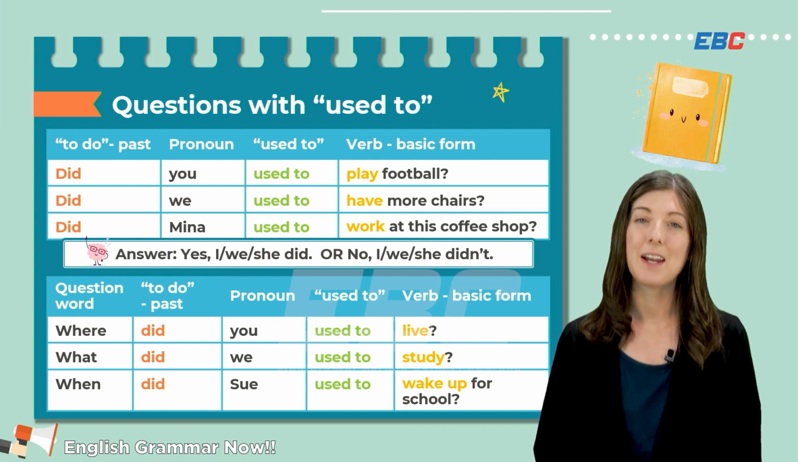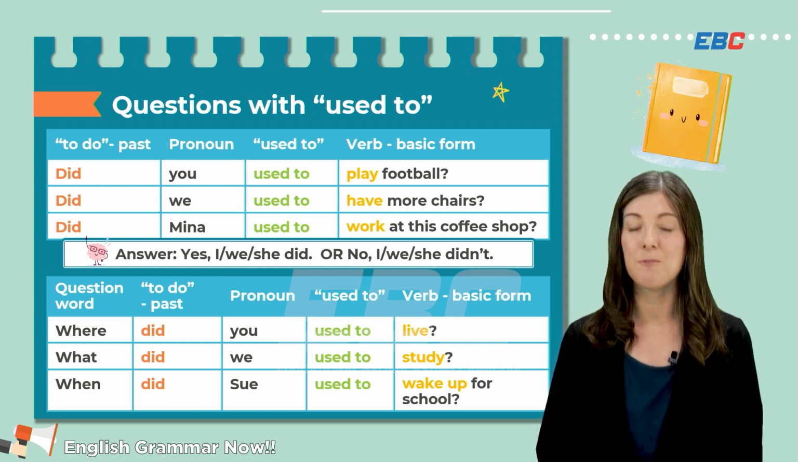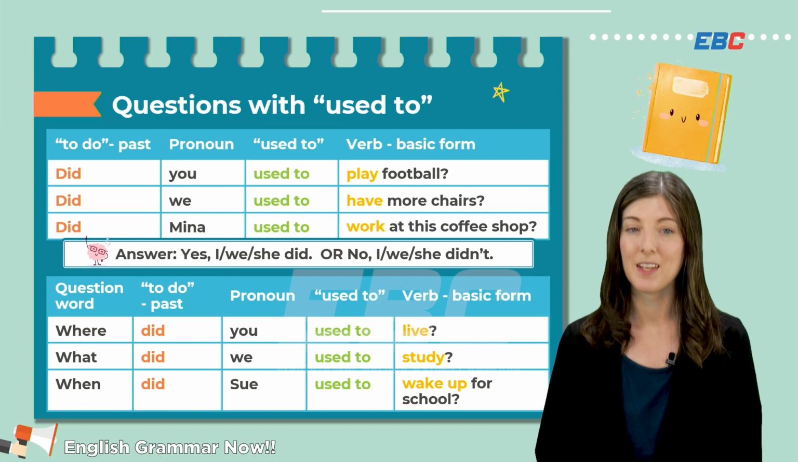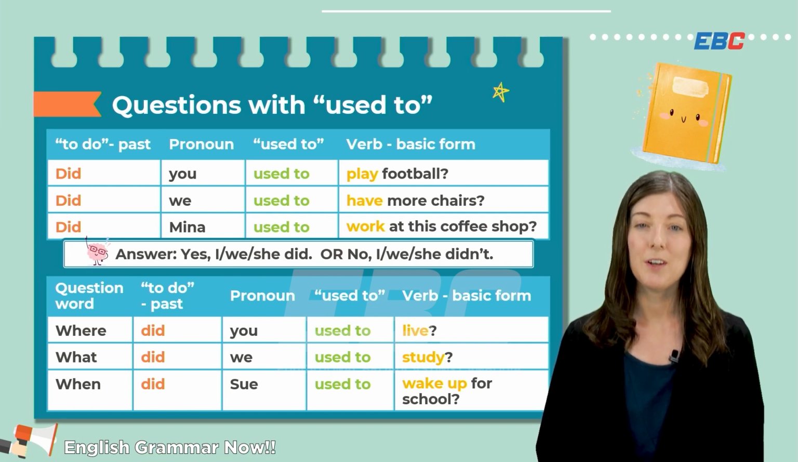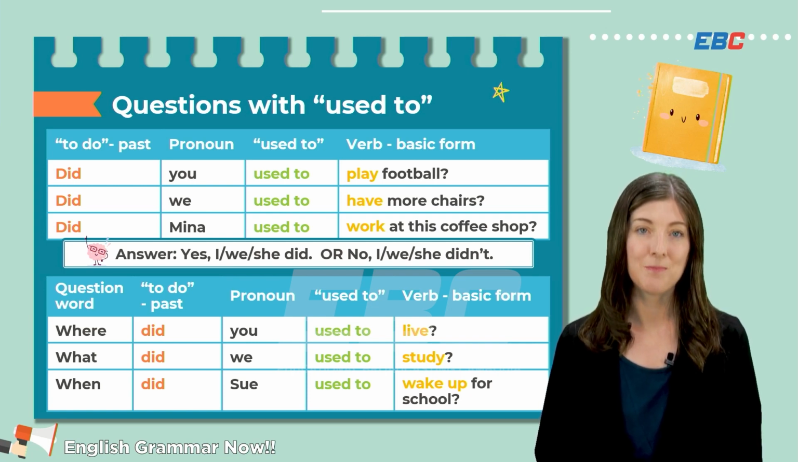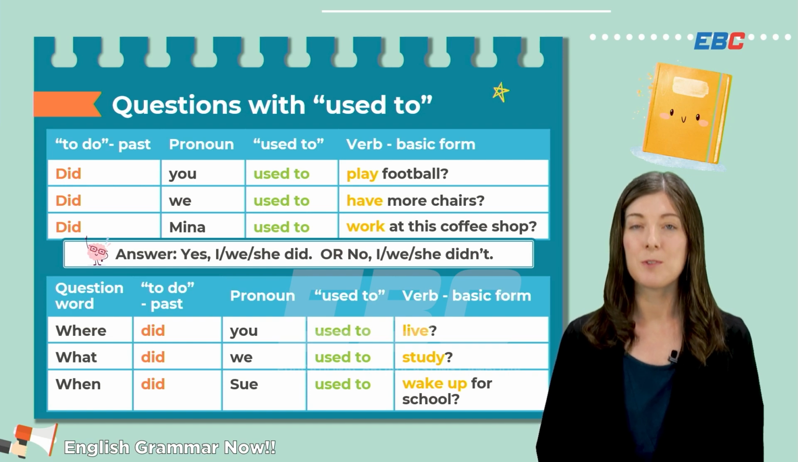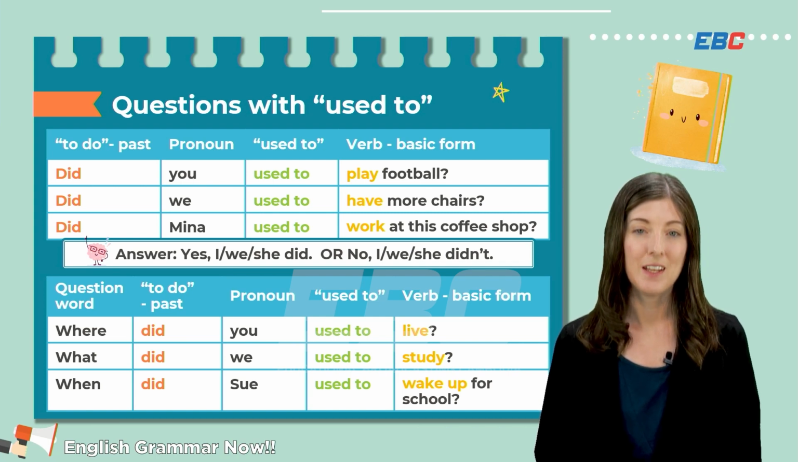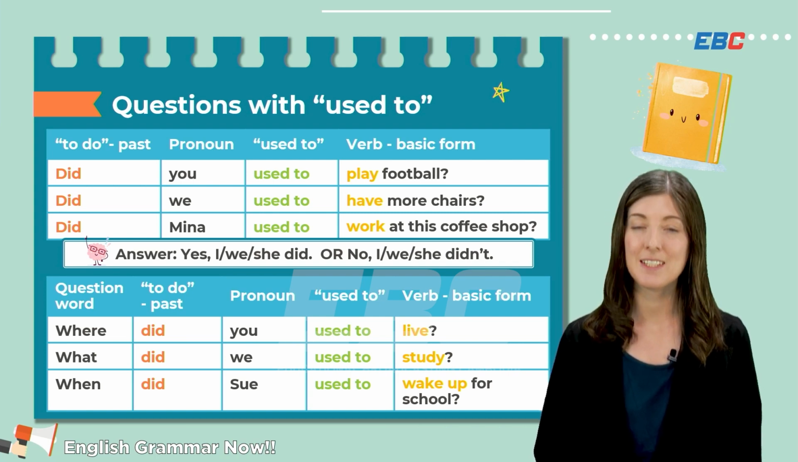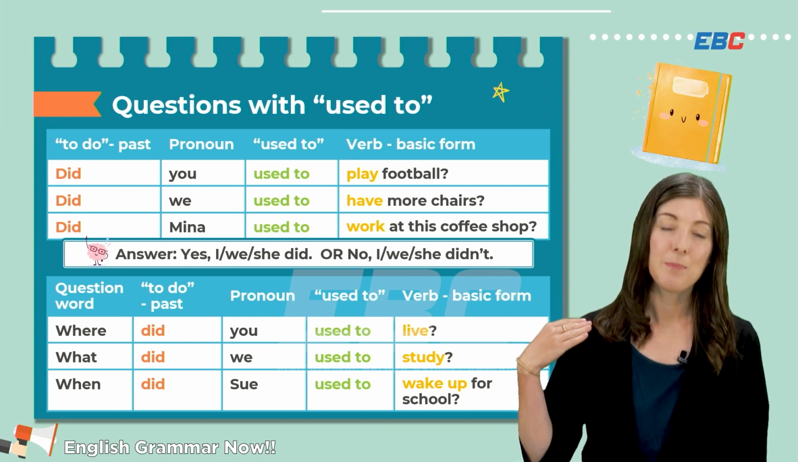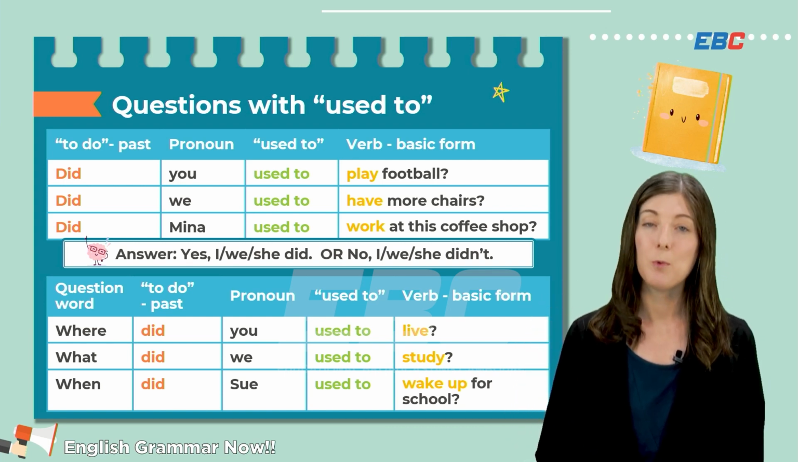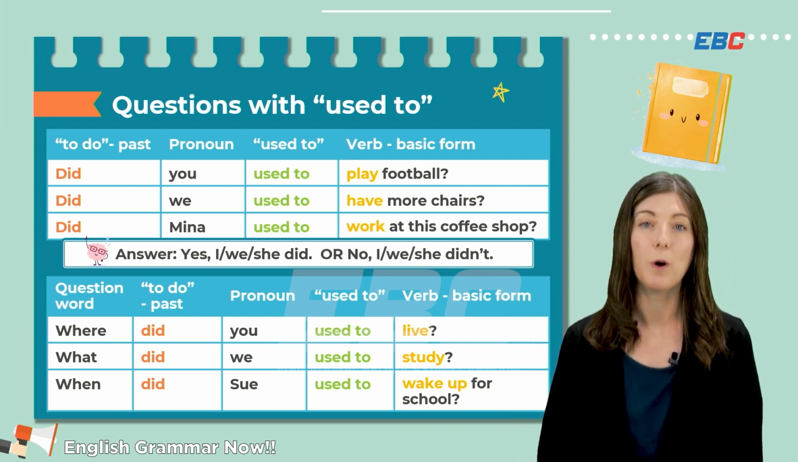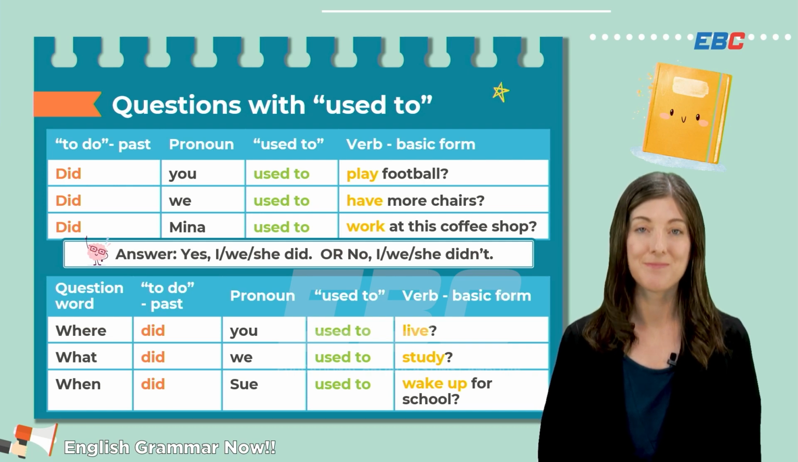We can also add a question word at the beginning of a used to question. For example, where did you used to live? What did we used to study? When did Sue used to wake up for school? All of these questions are asking about the past. It's not true now, but we can still ask questions about what used to be true.